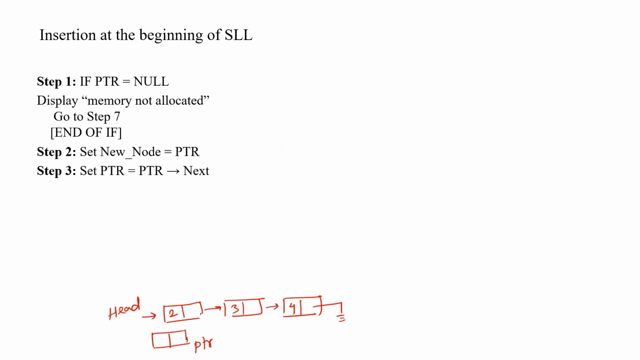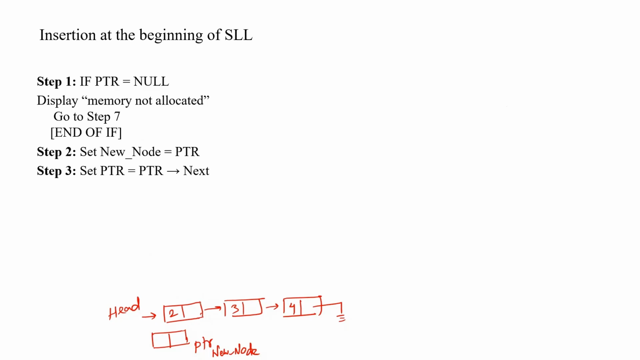So step 1, just for checking: if PTR is null, then we will say that memory is not allocated. Memory should be allocated before insertion, so that is step number 1 we check every time we insert a node. Step number 2: here we are going to take one more pointer, that is new node. We take new node because whatever operation we perform, we do it with the help of new node only.